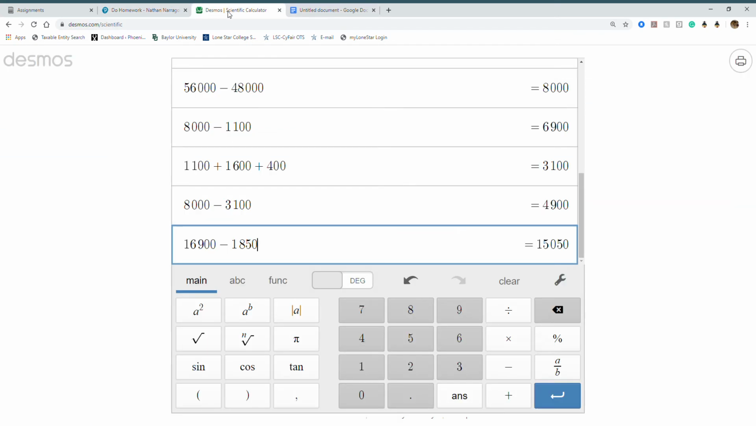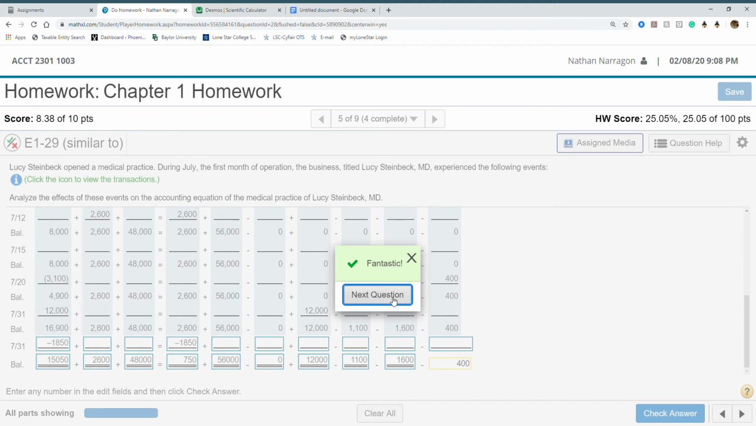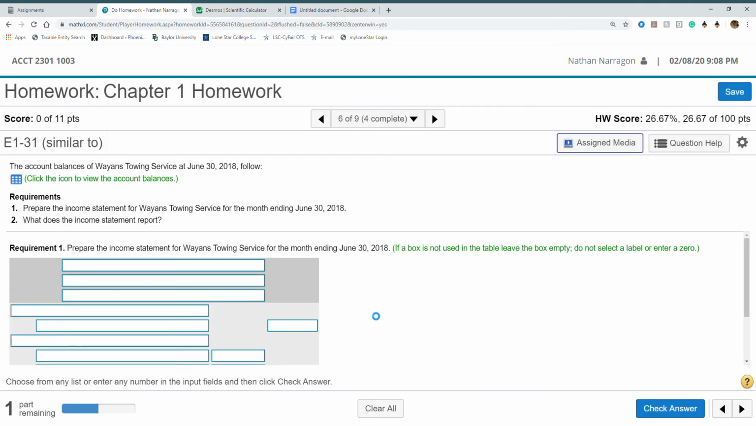And then do it for accounts payable. We're now left with $750 that we still owe for buying those supplies. And then the rest stay the same. Okay, check. We are done. That's it of this question. Again, once it says all parts are showing, we know we are done. Now we can move on to the next one.